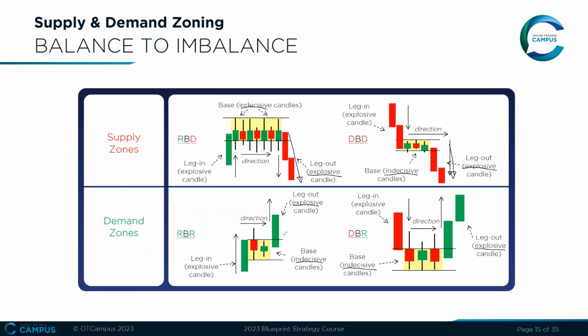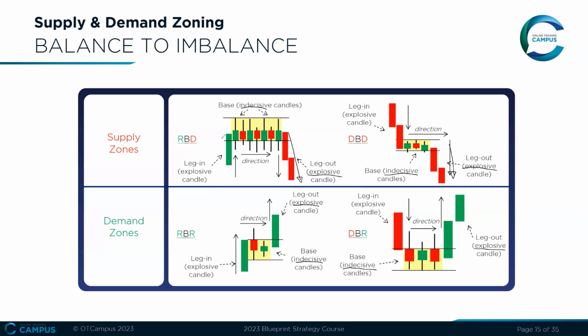If you want to spot institutions, how do we spot them? Well, we need to find the area where one of the two parties became zero and where there's one hell of an imbalance. How do we spot balance to imbalance? Well, what is balance? Indecisive candle. What is imbalance? Explosive candles. So what we then do is draw some lines around the base, and that is our origin of imbalance, and those will be our demand or supply zones, depending on whether you see red candles on the leg out or green candles on the leg out.